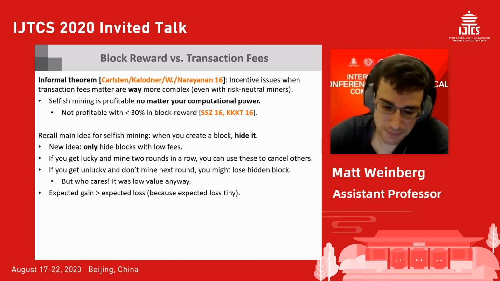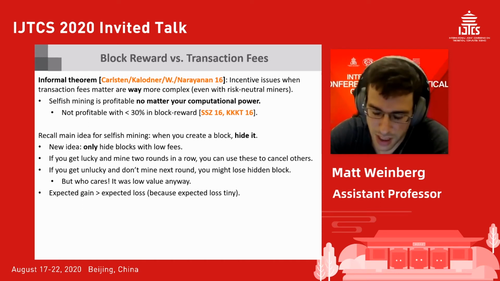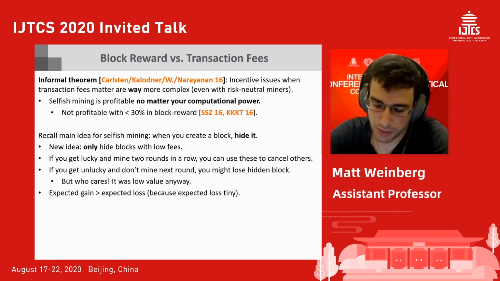Okay, so what that means is that basically no matter how small your computational power is, there is some sufficiently small block that it's worth just hiding it. And there's always some probability that you wind up getting unlucky with a really small block. And in that case, you should hide it. You'll do strictly better than being honest.